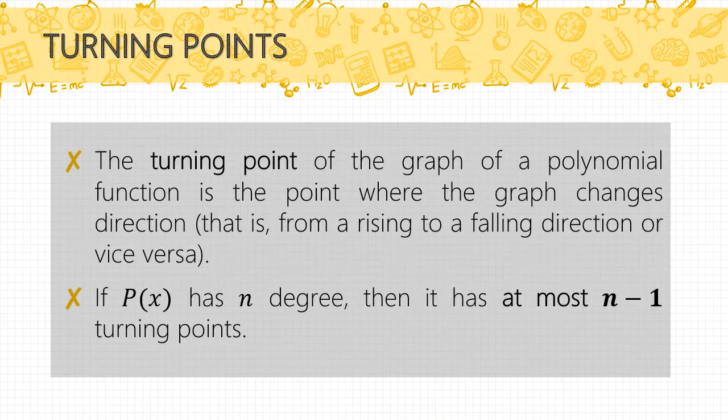Turning points. The turning point of the graph of a polynomial function is the point where the graph changes direction. That is, from a rising to a falling direction or vice versa. If p(x) has degree n, then it has at most n minus 1 turning points. Considering different types of polynomial functions, the degree of the function will show the number of turning points the graph contains.